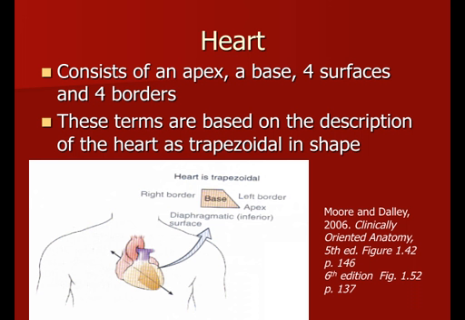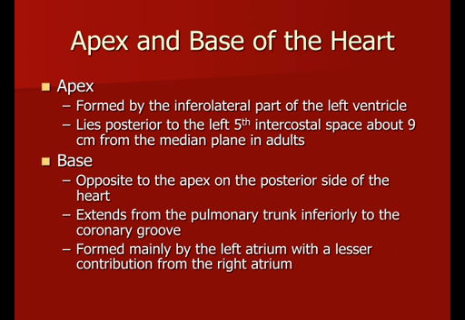The heart consists of an apex, a base, and 4 surfaces and 4 borders. Terms are based on the description as the heart is a trapezoid. The apex is formed by the inferior part of the left ventricle, lies posterior to the left 5th intercostal space, about 9 centimeters from the median plane in adults. The base is at the opposite end, posterior side, and extends from the pulmonary trunk inferior to the coronary groove, formed mainly by the left atrium with a lesser contribution from the right atrium.